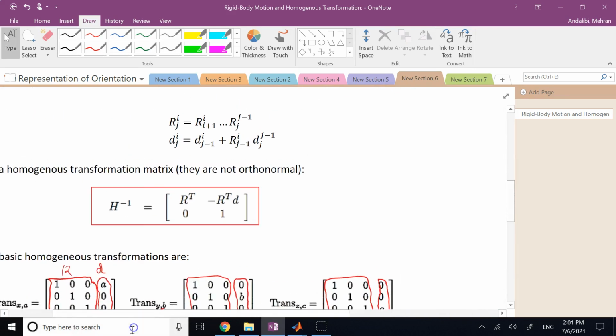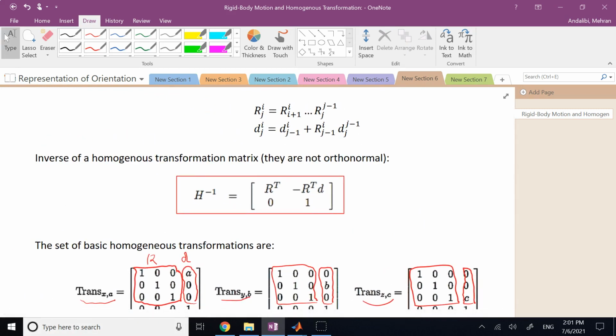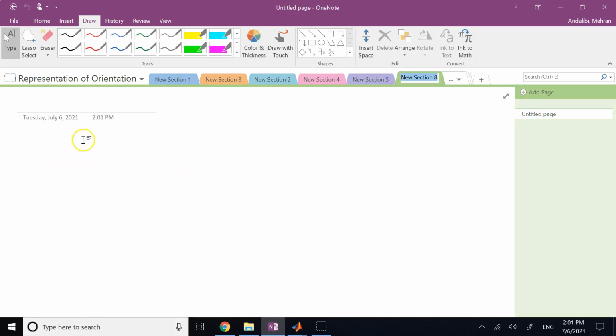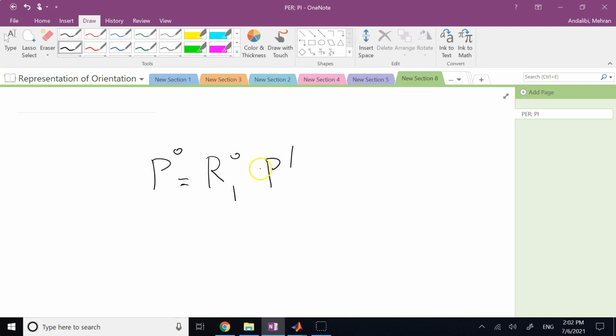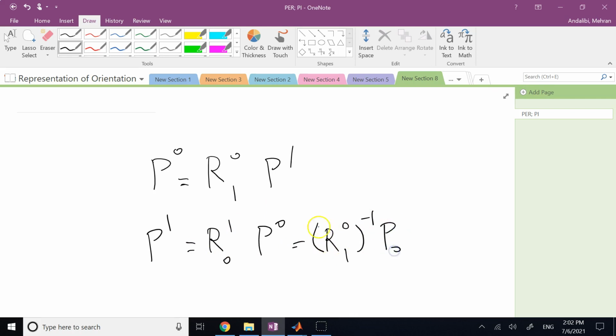Good. So now that we got all this, the last thing we need to talk about is the inverse of homogeneous. Okay, if you remember from the past, if I had a rotation matrix like R10 that took me from frame 1 back to frame 0, if I wanted to do the opposite, so if I wanted to go from frame 0 to frame 1, then I multiplied by R01, and if you remember, this R01 was what? The inverse of R10, and these R matrices were what? Orthonormal, so their inverse was the same as their transpose.